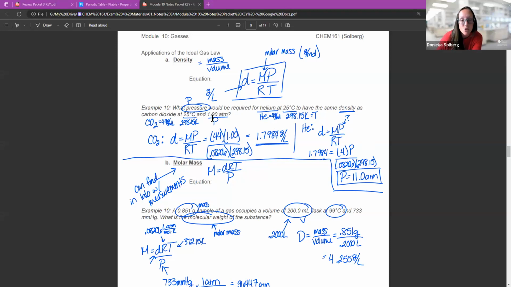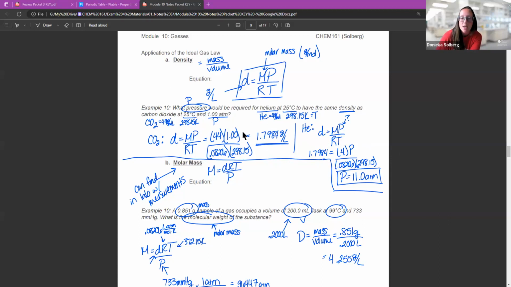So the approach for this is going to be to calculate the density of carbon dioxide, and then use that density, which ends up being 1.7984 grams per liter, to calculate what the pressure for helium would be to get that same density. So you would plug in that density and then solve. This is really like using 2 density equations, calculating for one and then the other. This is a really good example of one that would require a problem solving approach. Again, check what you've got, plug in and solve.